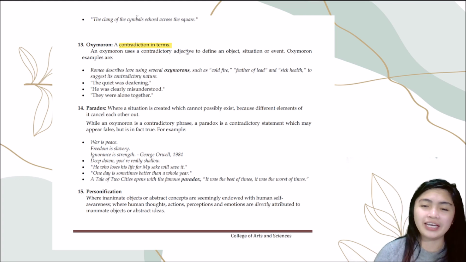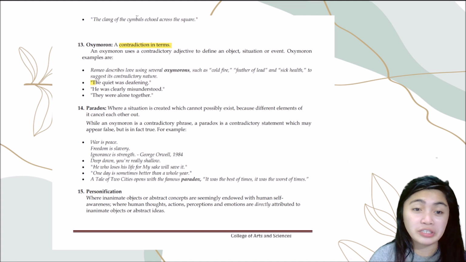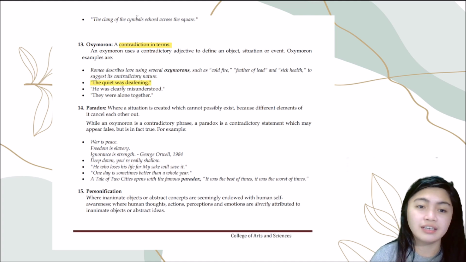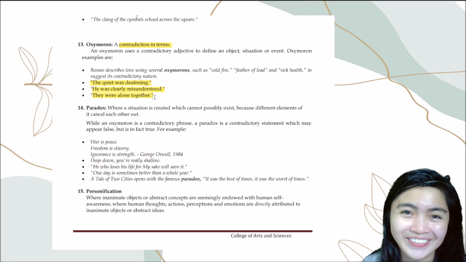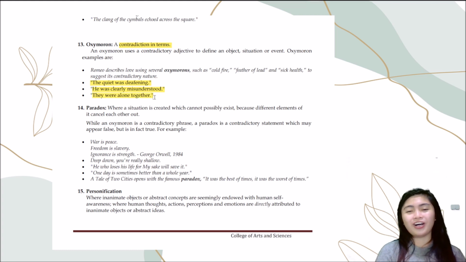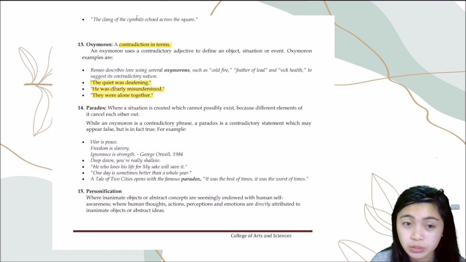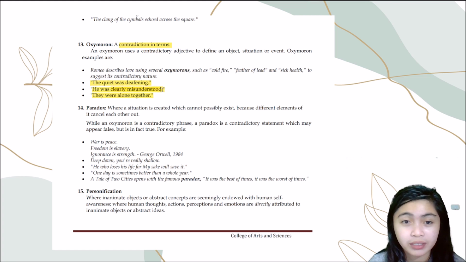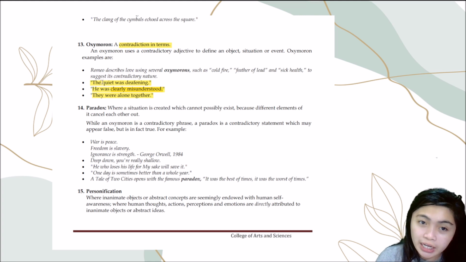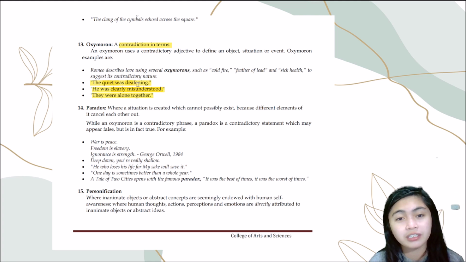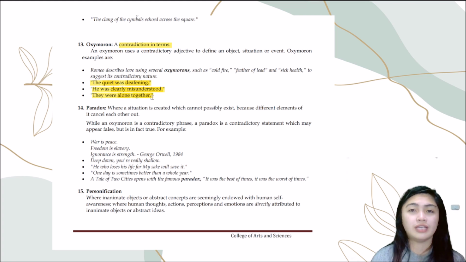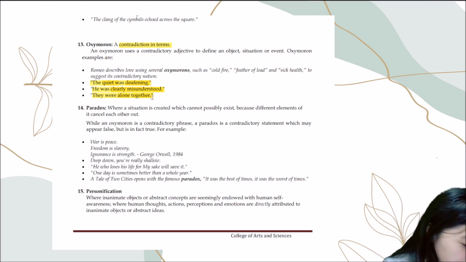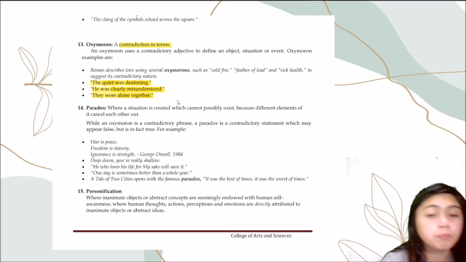Ayan, yan yung mga lagi natin narinig. The quiet was deafening. He was clearly misunderstood. They were alone together. Okay. Ayan, so contradiction of words. Ayan, clearly misunderstood. Clear nga, contradict naman sa word na misunderstood. Quiet, contradiction sa word na deafening. Or alone, tas together. Okay, sana clear yun. Okay, that's the oxymoron. Next, we move on to paradox.